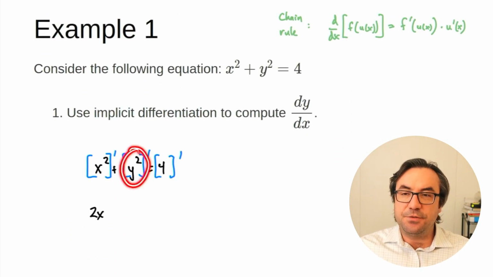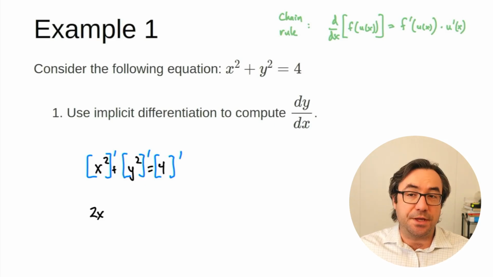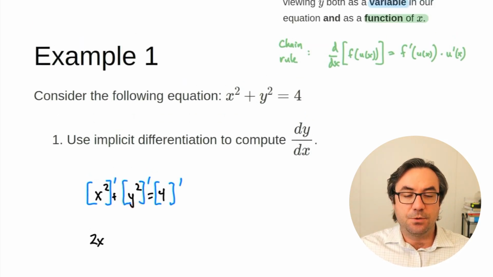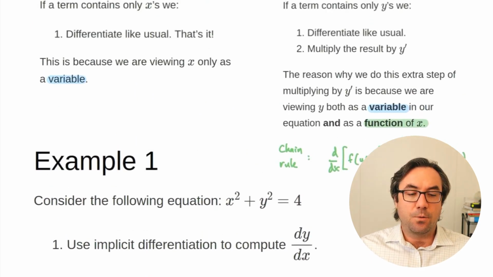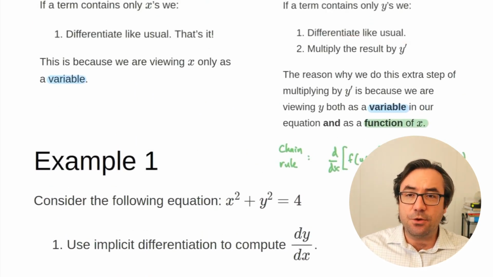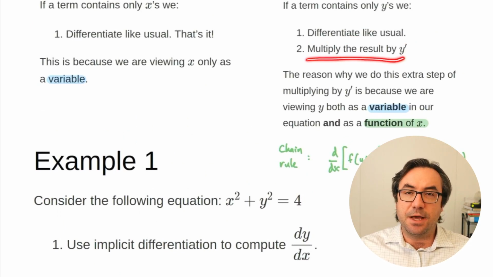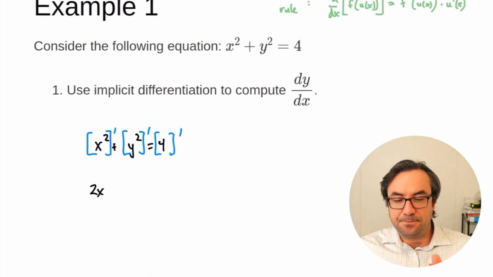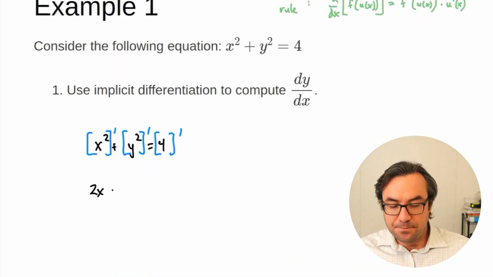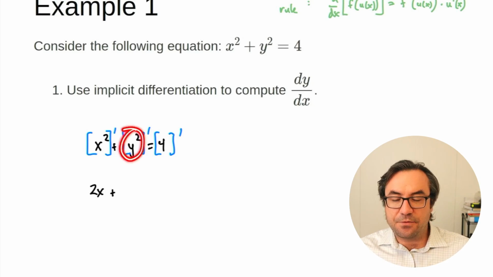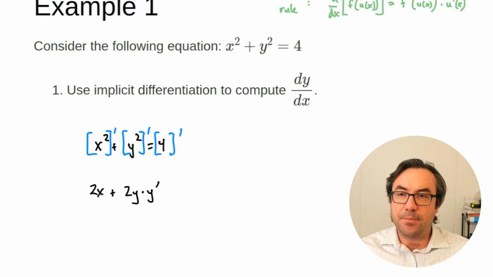Now when we differentiate the y squared, we do two things, because this is a y term. When we differentiate a y term, we start by differentiating like usual, but then we multiply the result by y prime. And that's really because of the chain rule. So when we differentiate this y squared, we do our power rule, we get 2y, and then we multiply the result by y prime.